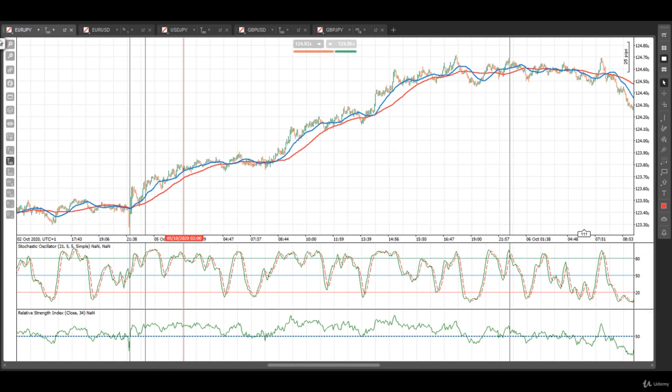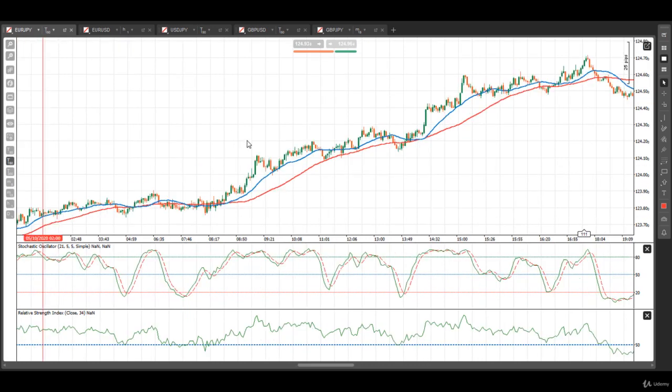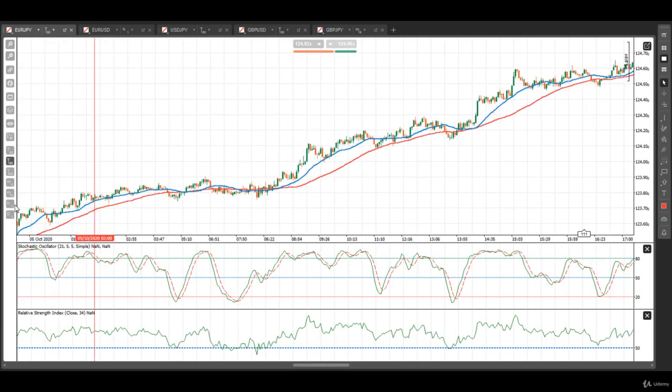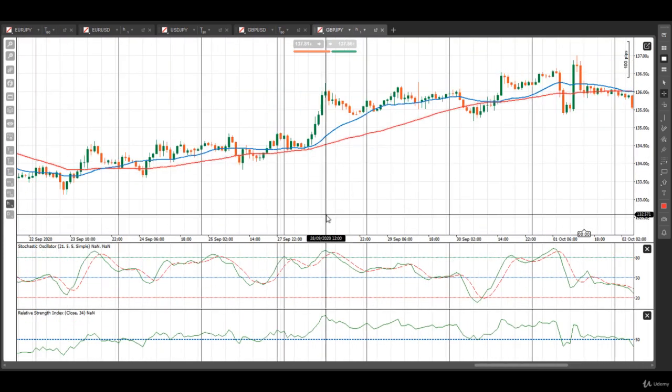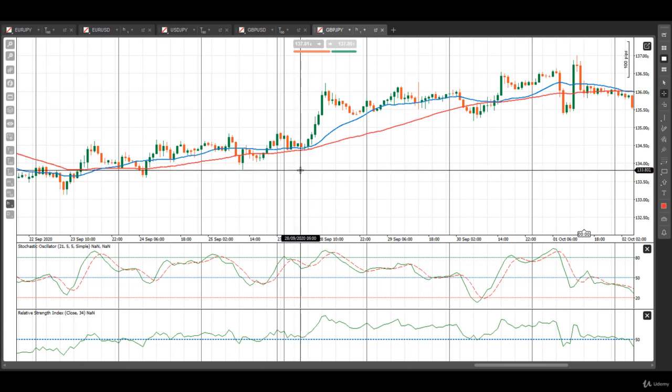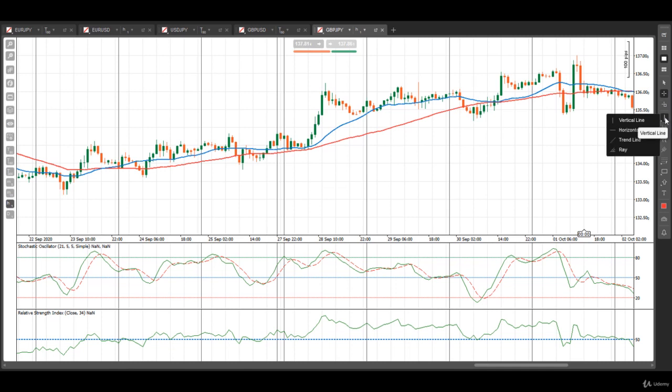Okay, so I think that's enough. Or if you want, guys, I can also search for another trade. For example, let's see this 28.09. Okay, and let's see the GBP.